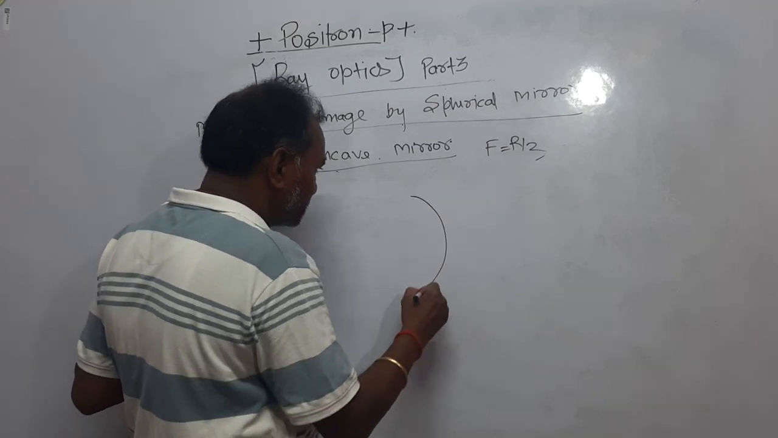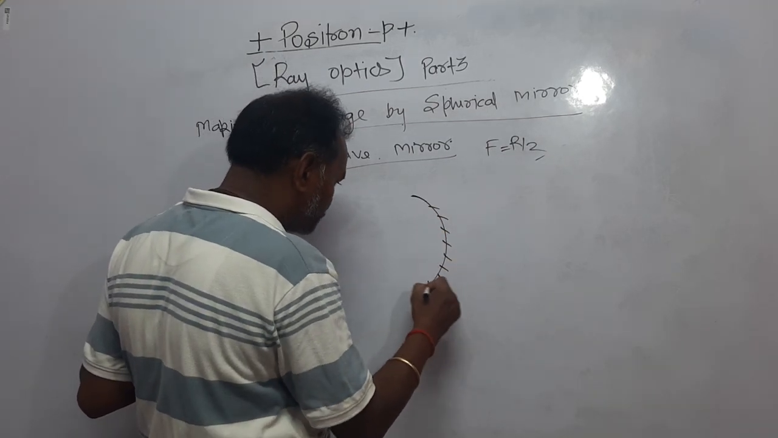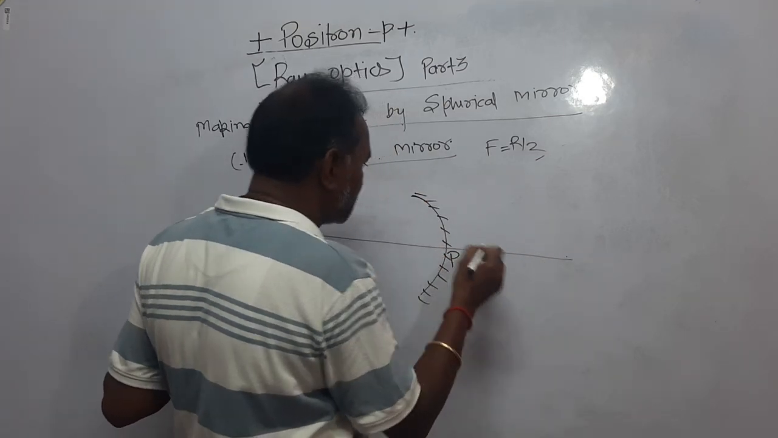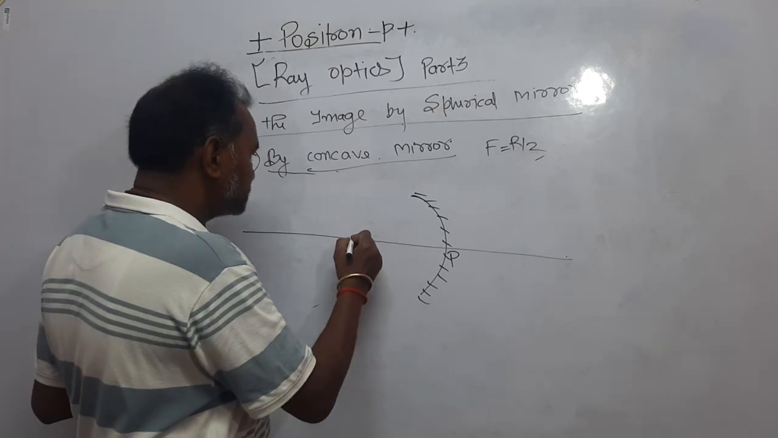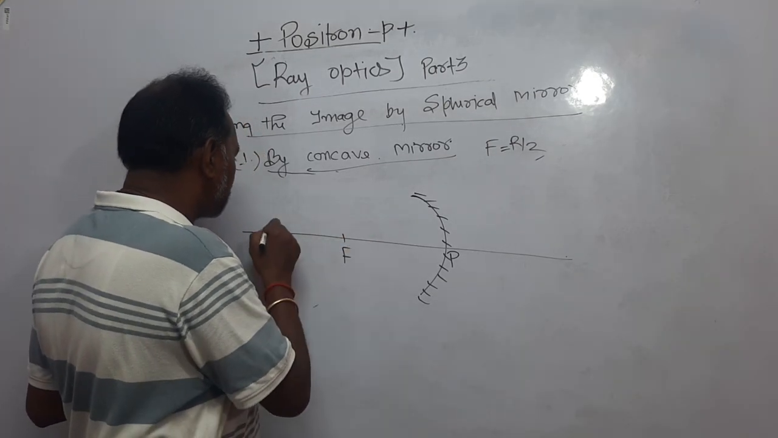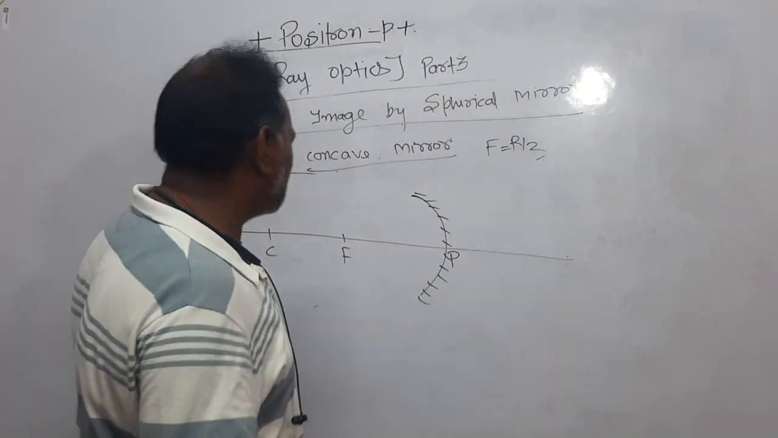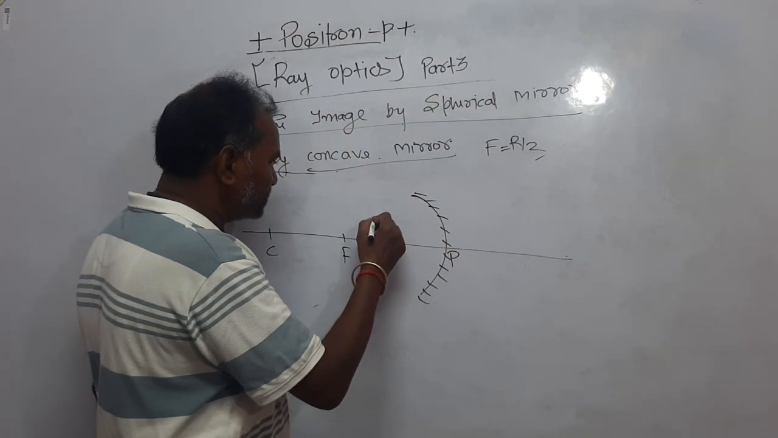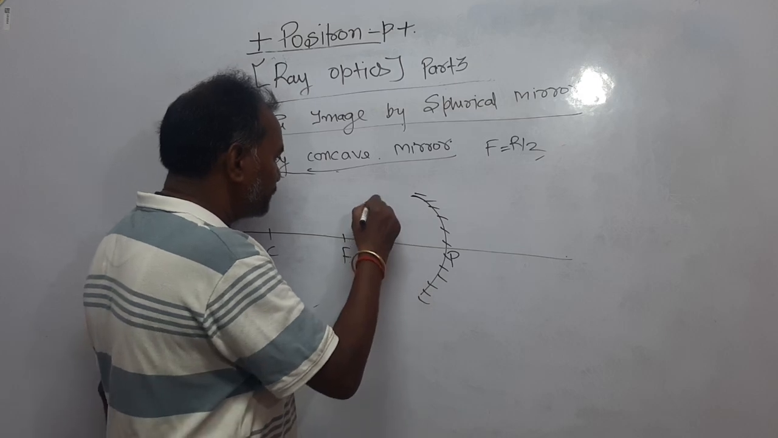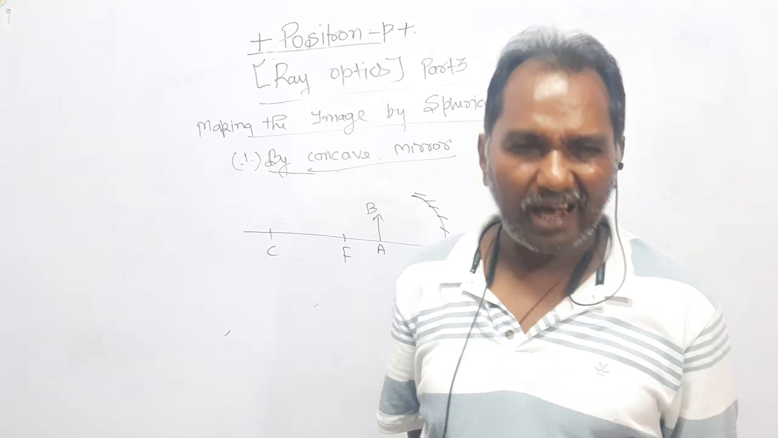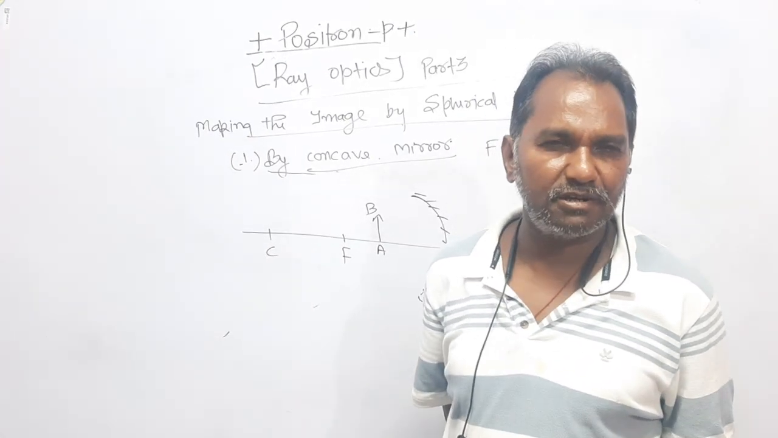Concave mirror, sorry. This is the mirror. This is the geometrical center, the pole, right? This is the focus, and last but not least, the center of curvature. Now, dear student, the last case is what happens when the object is kept between focus and pole. This is the last case of concave mirror, when the object is kept between the focus and pole. Can you predict where actually the image will be formed?